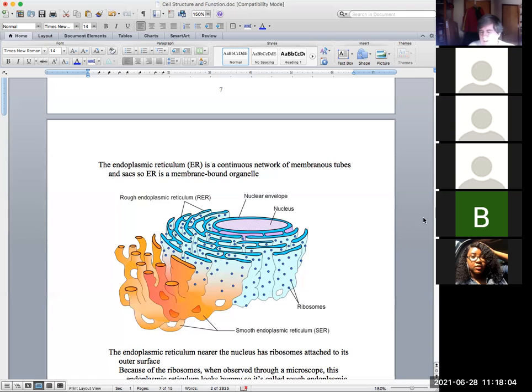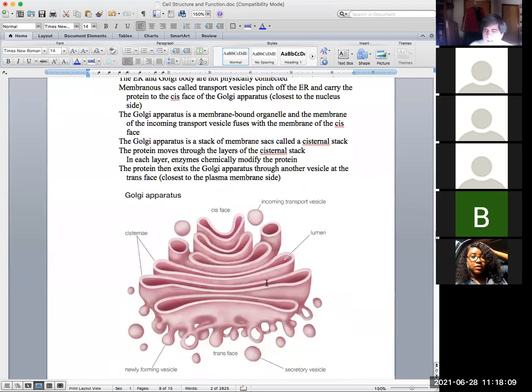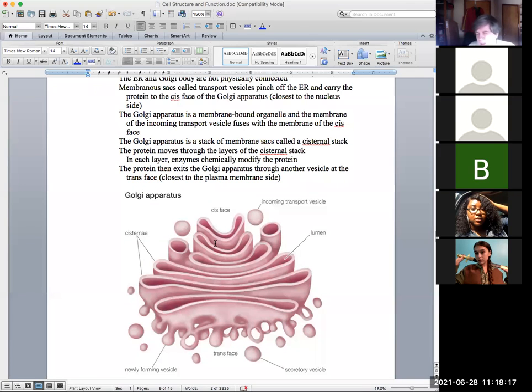Now, one of the main places that proteins get transported to is something called the Golgi apparatus. And the Golgi apparatus is another membrane-bound organelle. So notice, so far today, we've talked about the nucleus. That's a membrane-bound organelle separated from the rest of the cell by its own membrane. We've talked about the smooth and rough endoplasmic reticulum. Those are membrane-bound organelles. They're surrounded by a membrane. The Golgi apparatus is also a membrane-bound organelle.